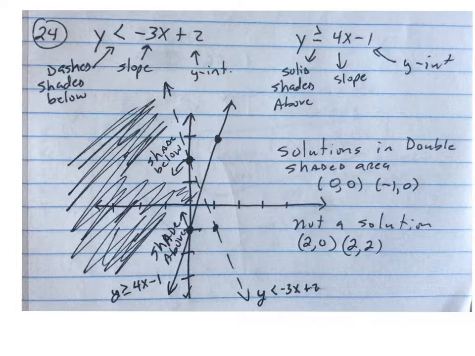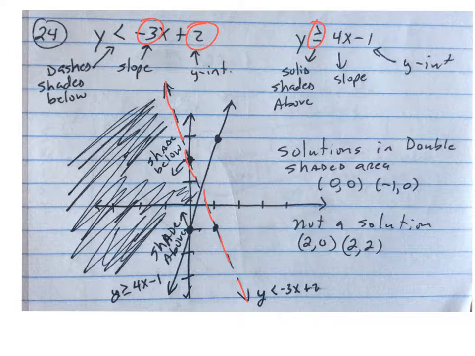Okay, on number 24, you're asked to graph the system. And then you have to give two ordered pairs that are solutions and two ordered pairs that are not solutions. Well, the way I started out was I hit the y-intercept and I did the slope. And that's this line right here. Notice it's dashed. And then the other one is solid.